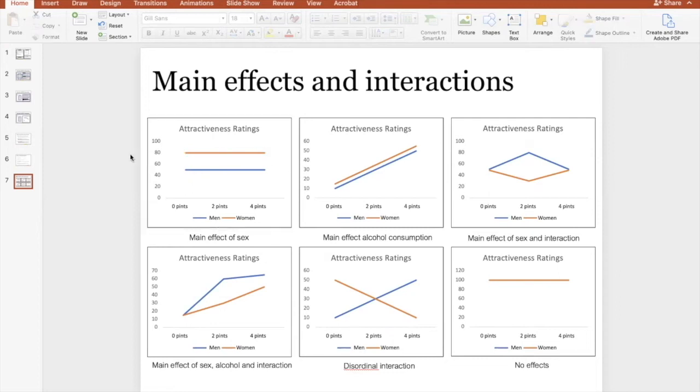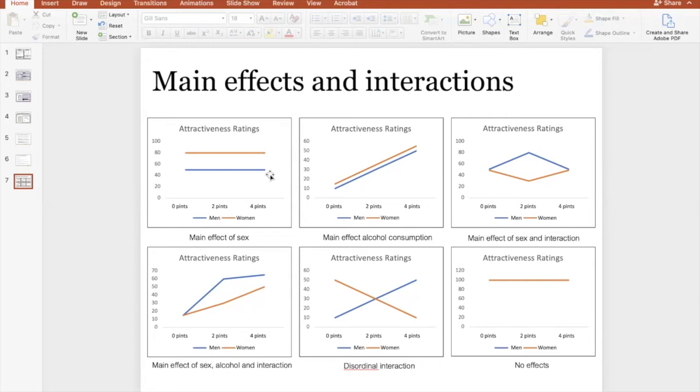Now, there are a couple of tricks when you're looking at a figure like this to assess whether you have main effects. For the example in the top left corner, we have a main effect of sex, and this is pretty clearly demonstrated here. We can see that consistently at 0, 2, and 4 pints, women are consistently rating attractiveness higher compared to men. So this would be an example of a main effect of sex only. There's no main effect of pints because the values don't change at all between 0, 2, and 4 pints.